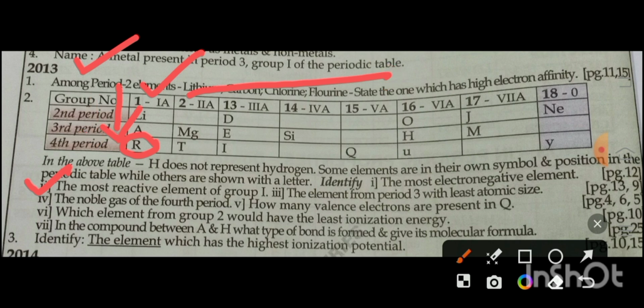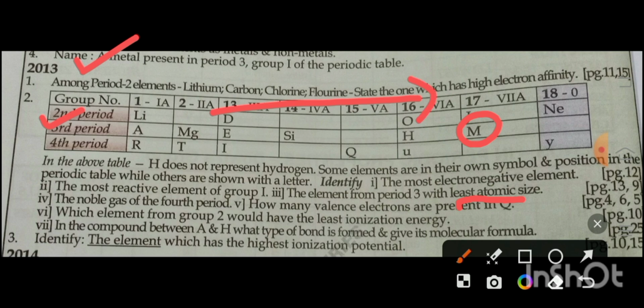The next question is the third one: the element from period 3 with the least atomic size. So here is period 3, and they are asking for the least atomic size. That is M. As we know, atomic size decreases from left to right, so as ionization potential increases, the atomic size decreases.